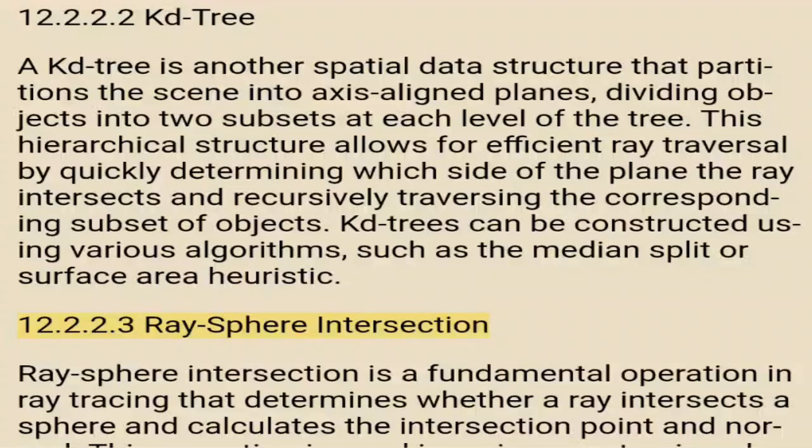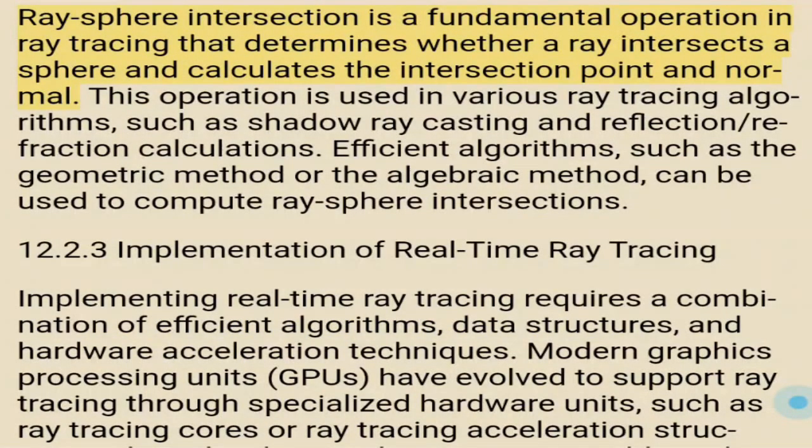12.2.2.3 Ray-sphere intersection. Ray-sphere intersection is a fundamental operation in ray tracing that determines whether a ray intersects a sphere and calculates the intersection point and normal. This operation is used in various ray tracing algorithms, such as shadow ray casting and refraction calculations. Efficient algorithms, such as the geometric method or the algebraic method, can be used to compute ray-sphere intersections.